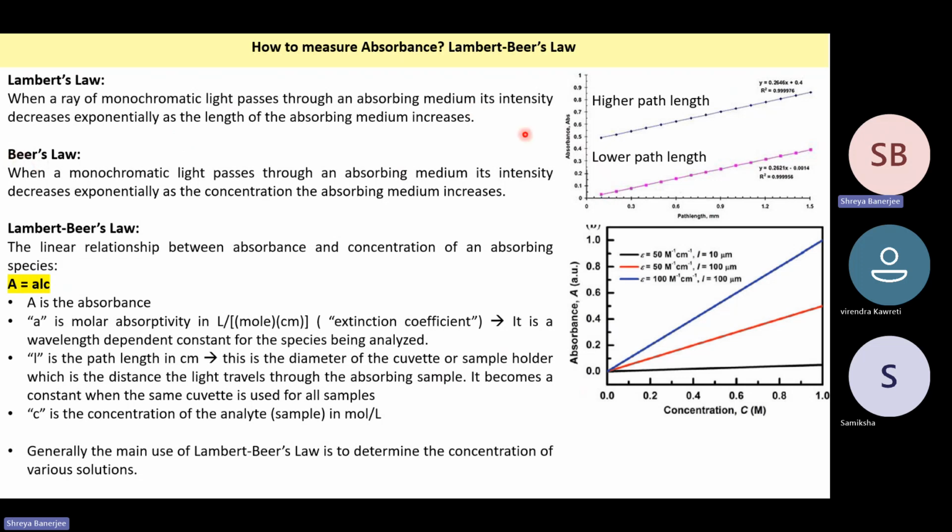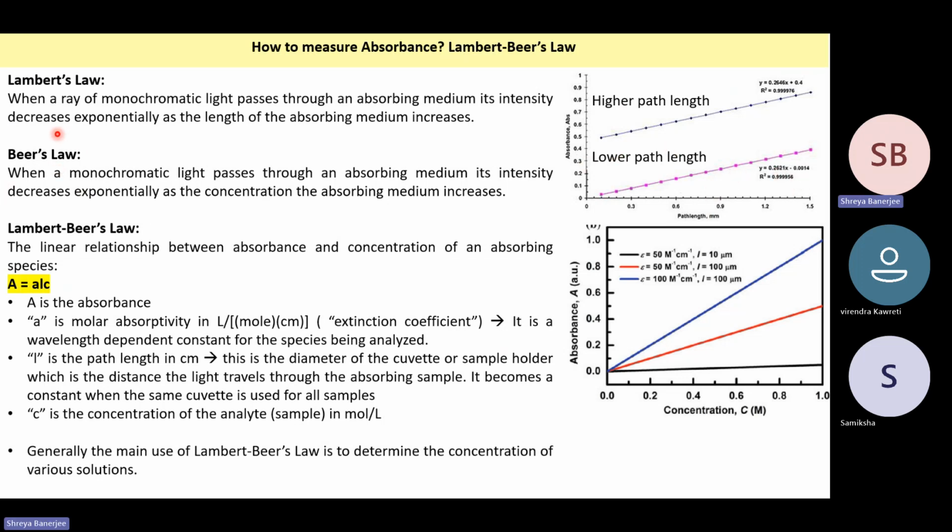Here you can see a plot showing that when you have a higher path length, the absorption is higher. On the y-axis, absorbance is plotted, and as the path length increases, absorbance increases.